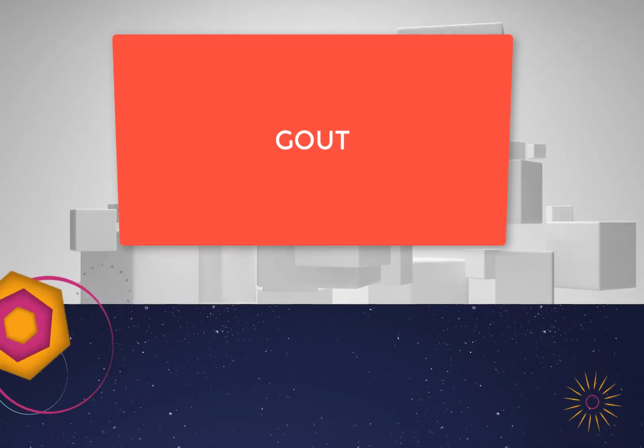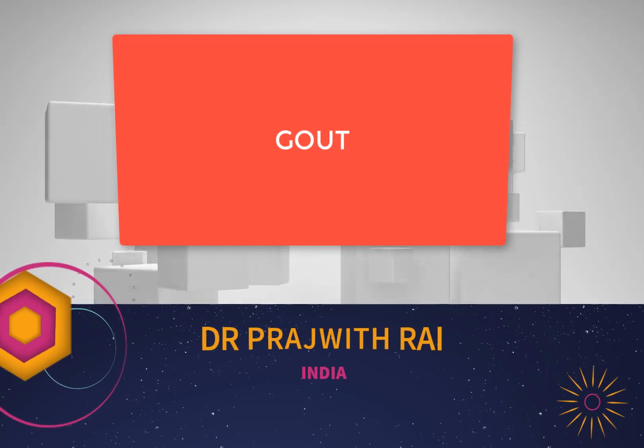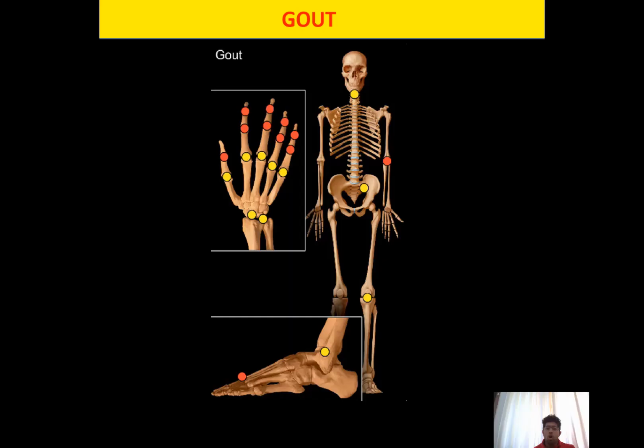Gout is nothing but the deposition of urate crystals in the soft tissue and the joint because of hyperuricemia, which might be caused by increased production or decreased excretion of uric acid. Now, the most common site for the occurrence of gout is the first metatarsophalangeal joint.